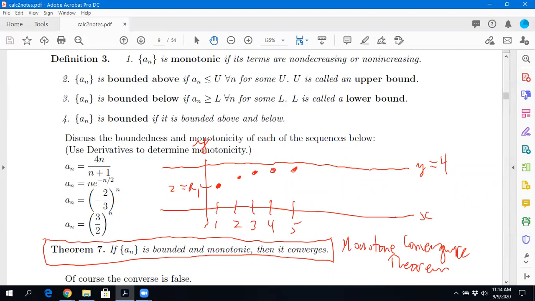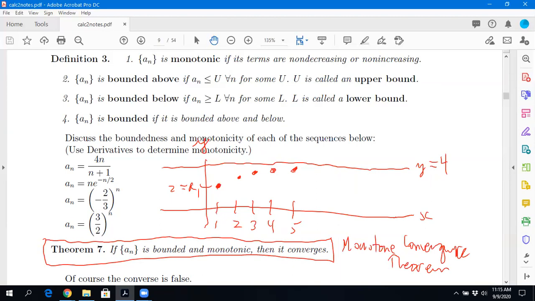Because it's either going to be moving in an upward direction towards a ceiling, and the ceiling will trap it and force it to get closer and closer and closer to some number as we go out further in the sequence, or it will be moving in a downward direction, and there will be a floor that forces the terms to get closer and closer to some number as we go further out in the sequence. Does that make sense?